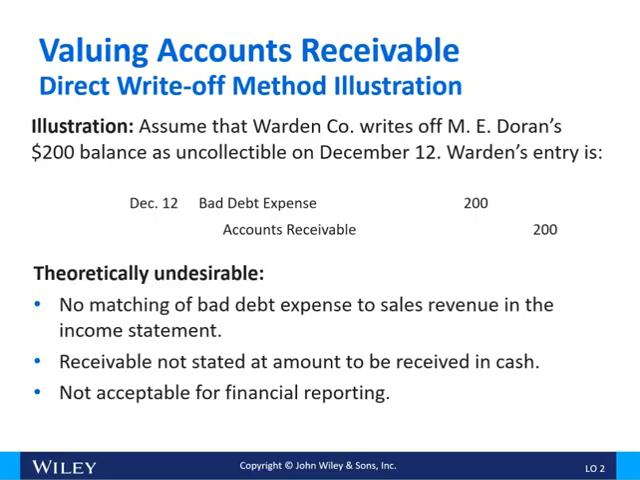And again, this is theoretically undesirable. There's no matching of bad debt expense to sales revenue on the income statement. So we're recording the expense here, but it doesn't tell us from this example when we recorded the revenue. This could be a month old, it could be 3 months old, 6 months old. So we're not matching in the same period necessarily. The receivable, all those interim times, depending on how old the receivable is, was not stated at the amount to be received in cash. So it's not at the cash realizable value, and therefore it's not acceptable for financial reporting.